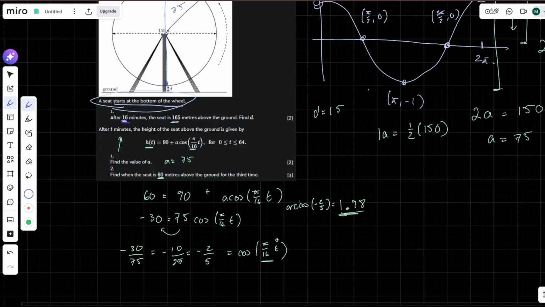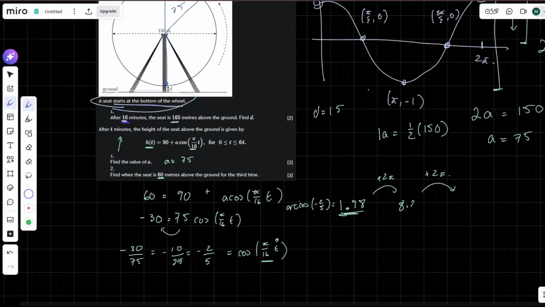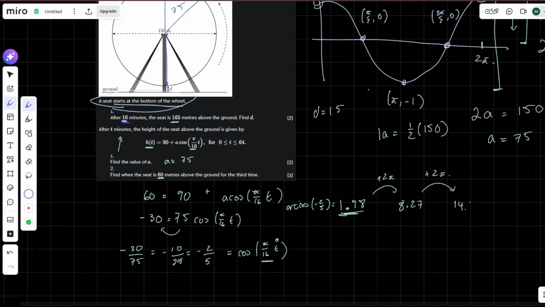Now, with cosine, we have a period of 2 pi. That means I can add 2 pi to get multiple solutions to my problem. So we'll do that first. I'm just going to add a couple, because we're not going to need very many. So first we get 8.227. And then if I go again, I get 14.55. I know we sort of stepped out of 3 sig figs here, but that's fine. When we get to the answer, we'll put it in correct formatting. It's just 2 decimal places is okay.